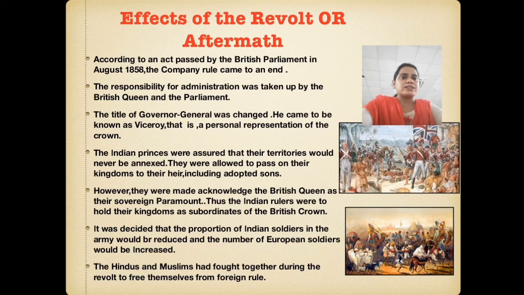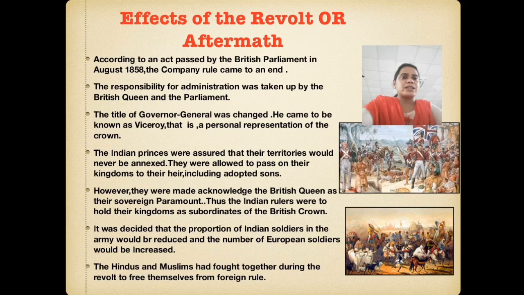The consequences of the revolt of 1857 were very important and made an impact on British power. They could not continue the same policies. So what were the changes in the policies? According to an act passed by the British Parliament in August 1858, the Company rule came to an end.